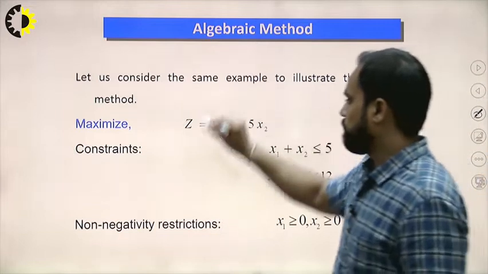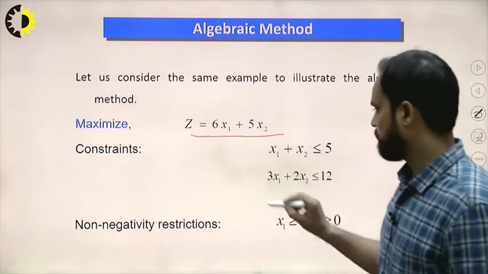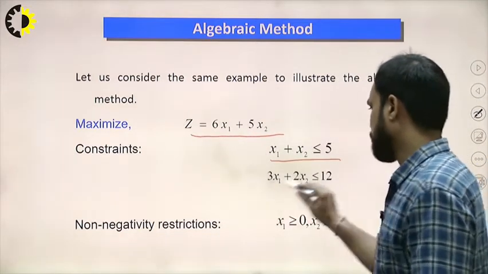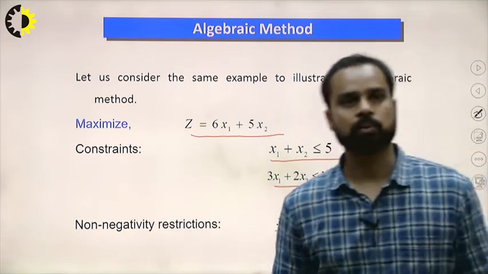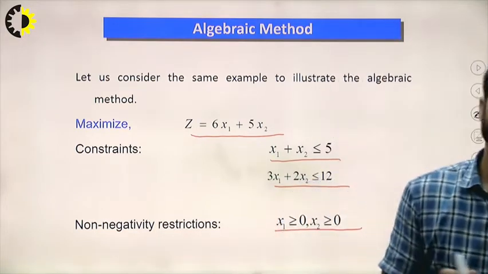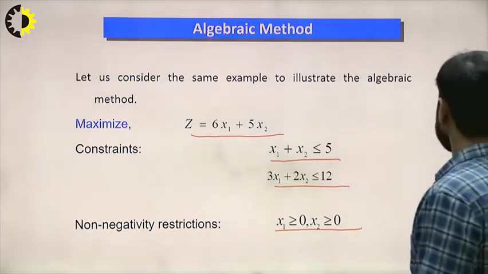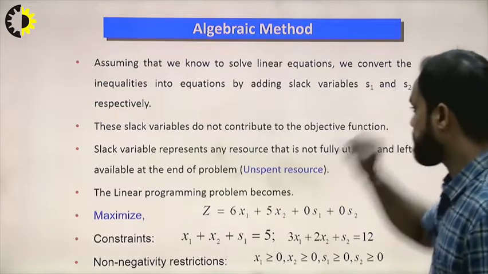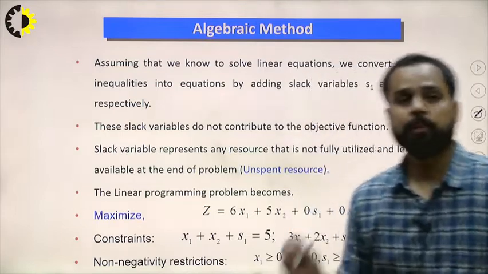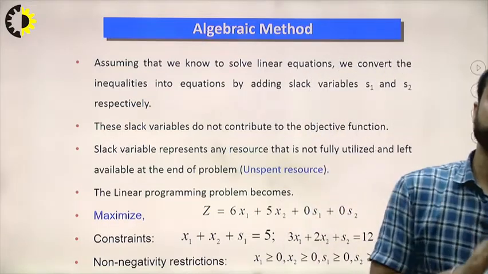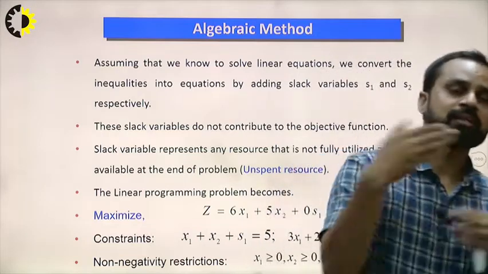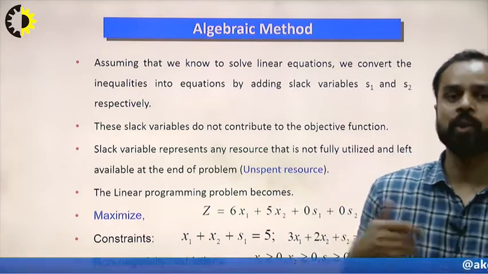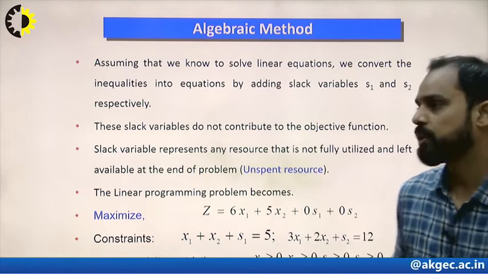So the same problem we are taking: objective function, maximization, constraint number 1, constraint number 2, and the non-negativity restriction, and we have to solve this problem with the help of the algebraic method. So how can we solve it? First step to solve any problem with the algebraic method, we have to convert constraints into equalities.